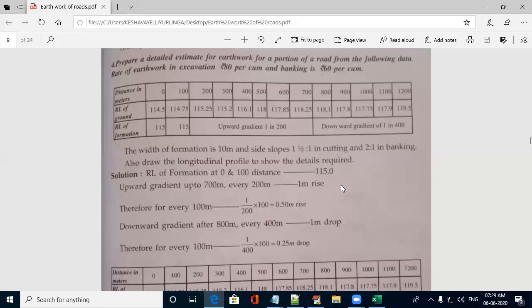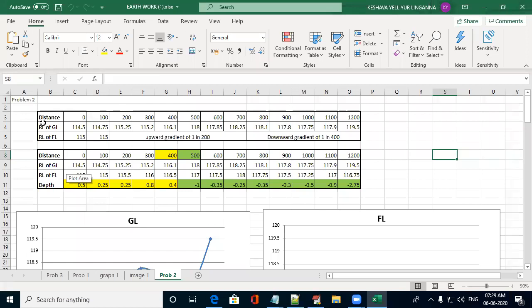Okay, now let us start with the problem. I have done the problem in Excel. So this first table is the given question. Whatever was there in the question I have copied here and have worked out the solution here. So as usual, you have to prepare this table. This first and second row is common. That is, you have to take from the question itself, whatever is there, and write it down. And then for the RL of formation, first two values they have given. That is at 0 and 100, it is 115.